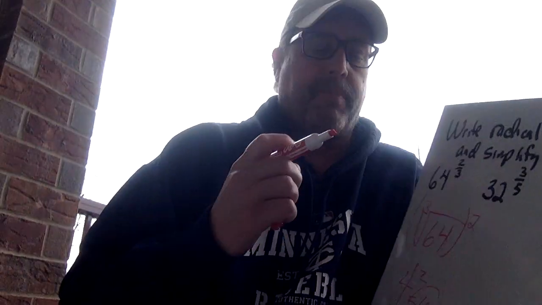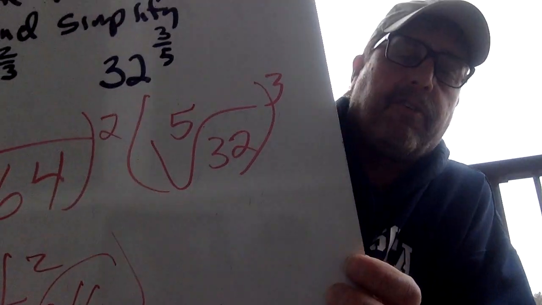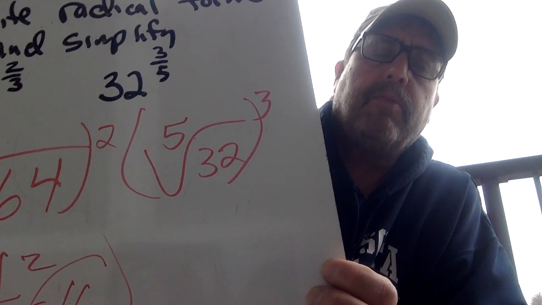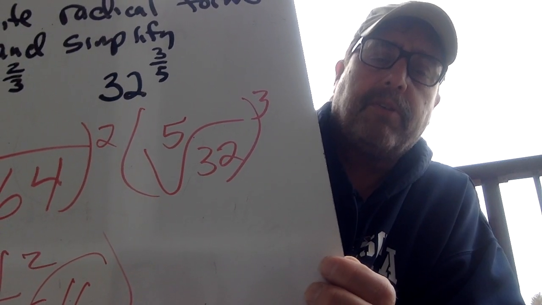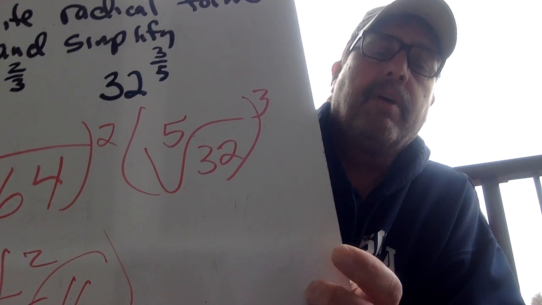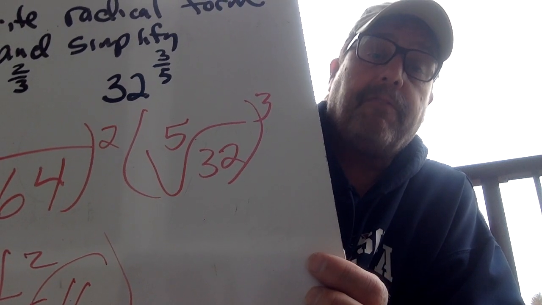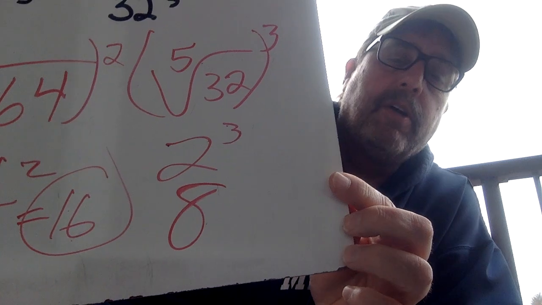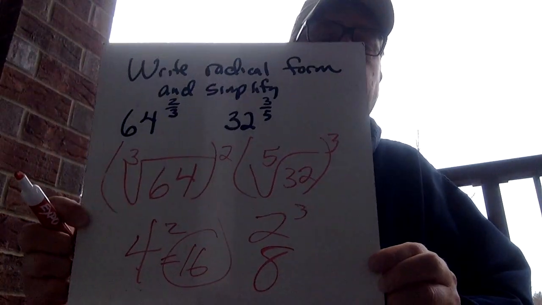And here, it can be written as the 5th root of 32 to the 3rd power. So 2 times 2 times 2 times 2 times 2 is 4, times 2 is 8, 16, 32. So in that parenthesis, the 5th root of 32 is 2, and 2 to the 3rd is 8. That one got a little messy.